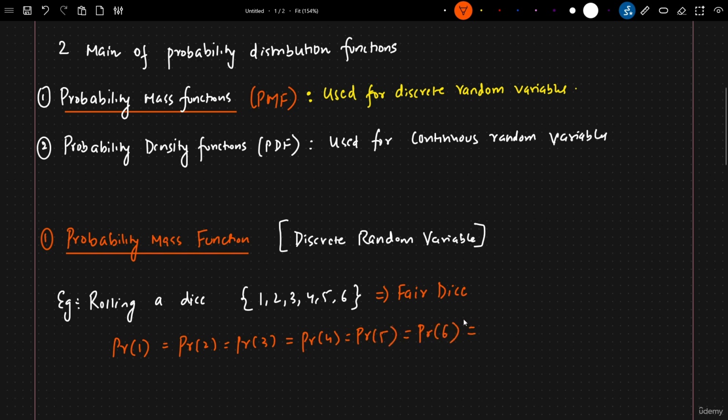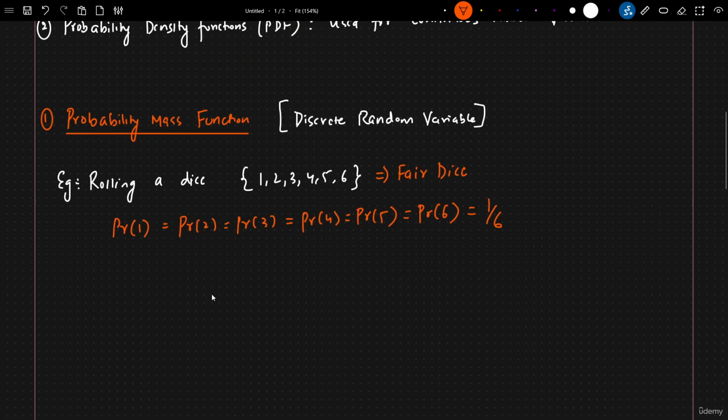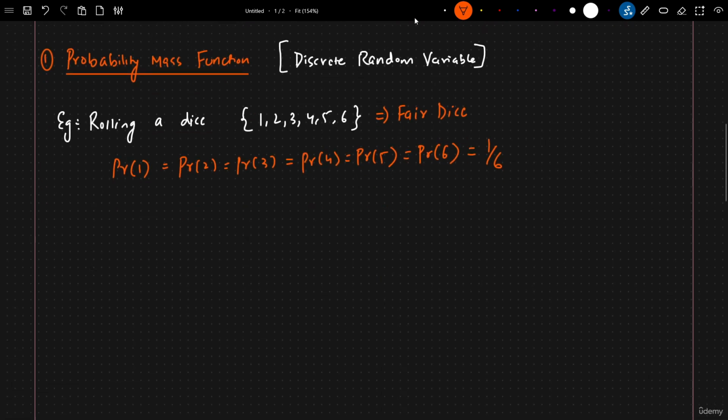Since I'm saying this is a fair dice, whenever I roll it, the probability of getting each and every number is the same, and that value is nothing but 1 by 6, right? If I want the probability of 1, there are 6 outcomes, so it will be 1 divided by 6. I hope this is a simple probability rule. Now, since this is a fair dice, how do we construct our PMF? Let's discuss that. That is the probability mass function.